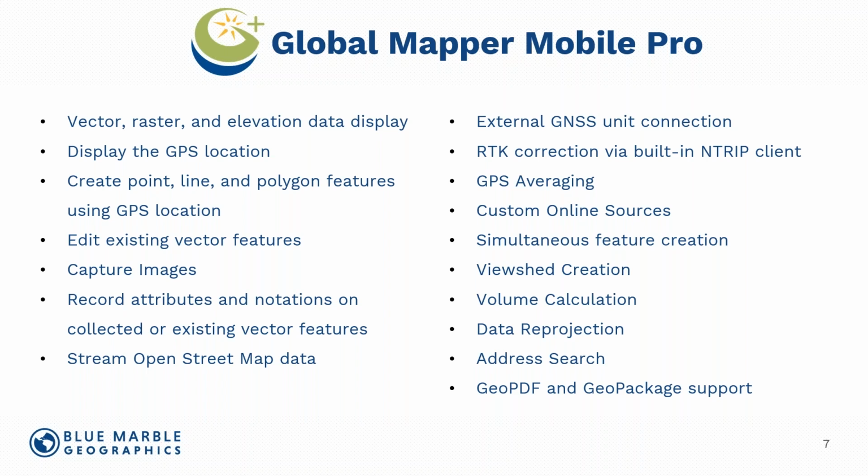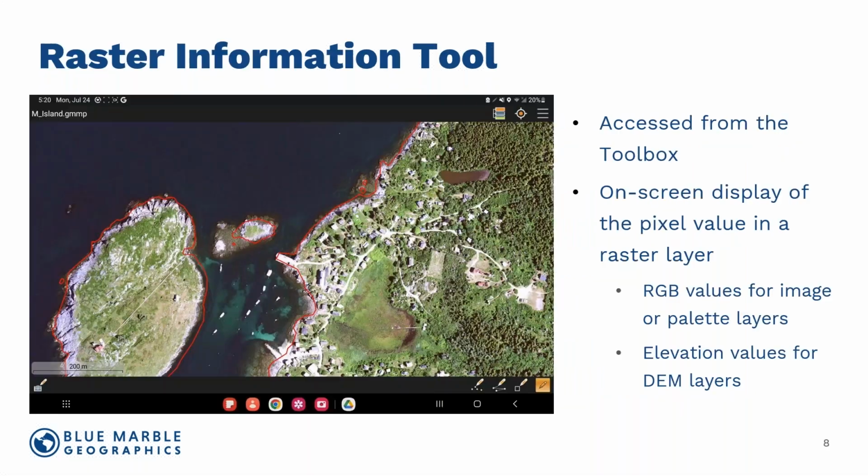And with that, I think we'll start diving into some of the new features in Global Mapper Mobile version 2.4. This is our latest update to the app. And keep your questions coming if you have them, but I think Jeff is going to start first talking about our raster information tool.